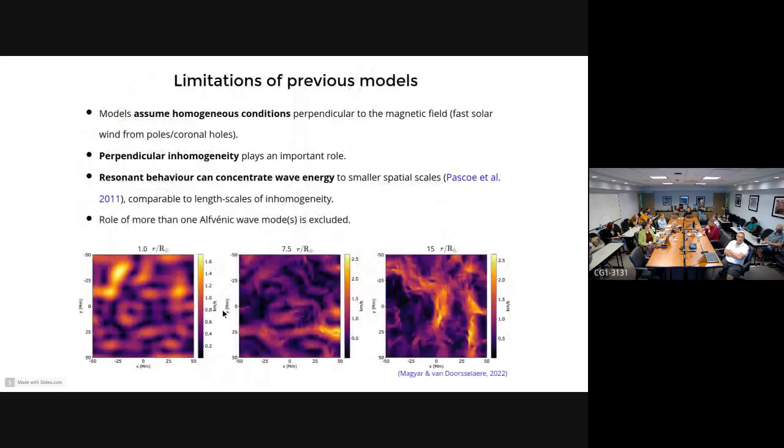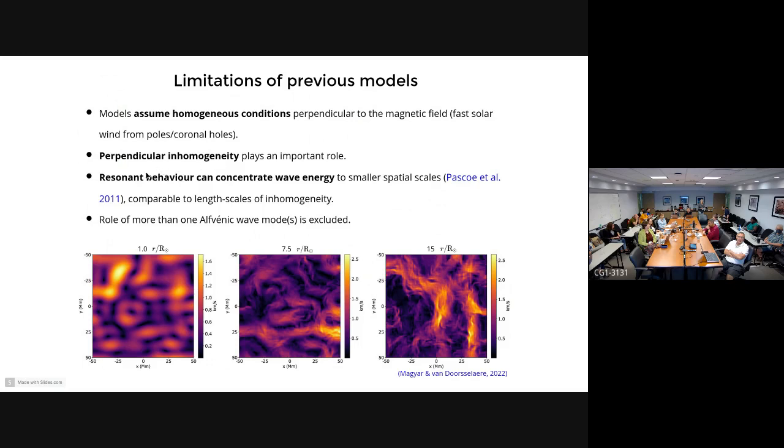So then the answer lies within the model itself. The models were assuming homogeneous conditions. They didn't include any of the inhomogeneity that we experience in the solar atmosphere. These models were designed specifically for coronal holes and for regions where the open field lines fan out and are very smooth. The perpendicular inhomogeneity of the corona plays a significant role, which is not included in these models.